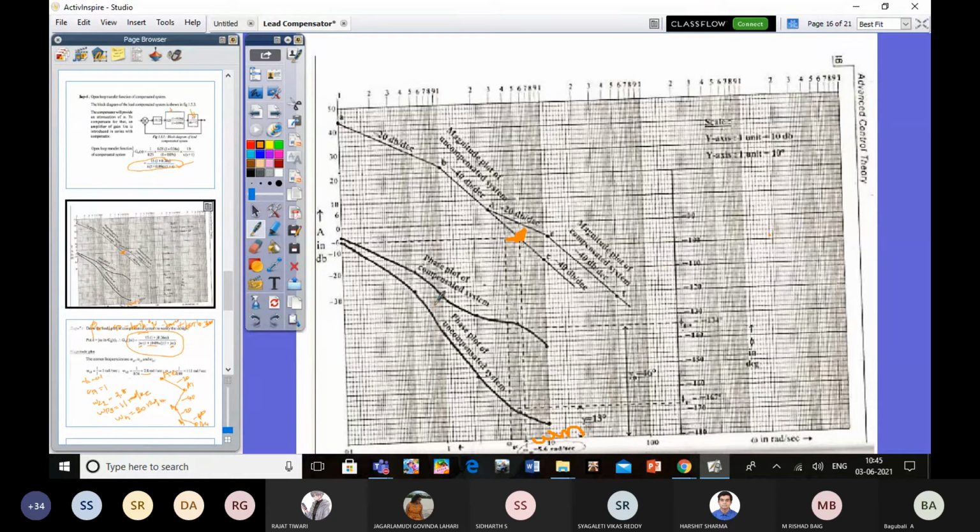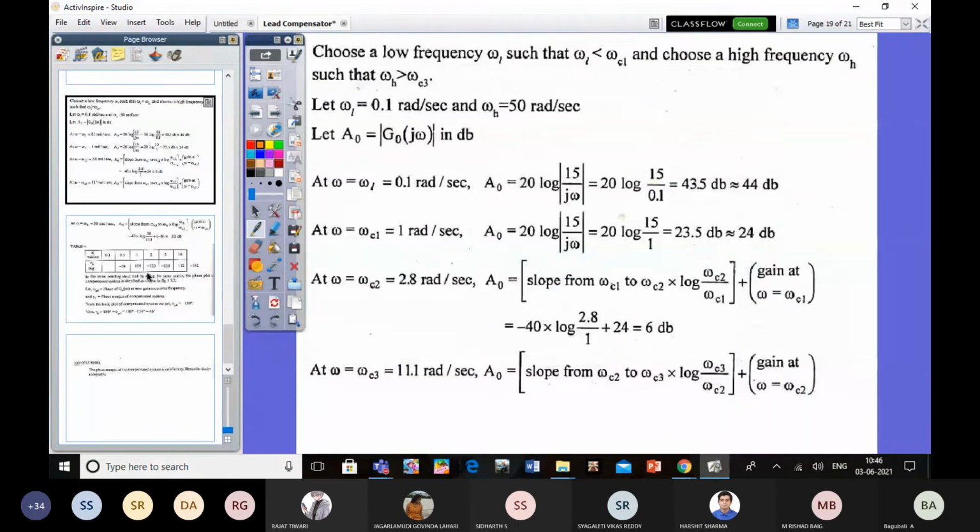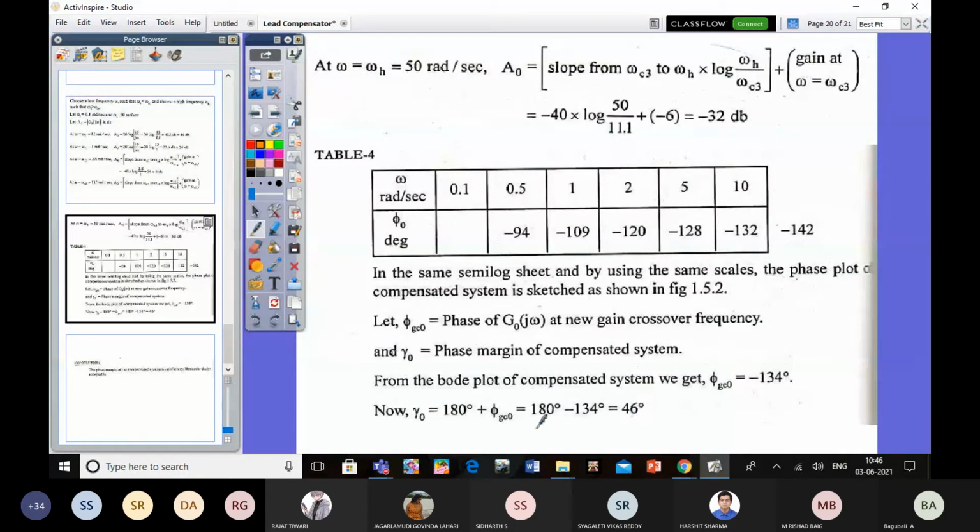So from this, how to determine the phase margin? This is the compensated system phase angle plot. Here you can see where it has 0 dB in the magnitude. You can extend this 0 dB line, and it will intersect at one point. It is approximately minus 134 degrees. 180 minus 134, how much? It should be 46 degrees. That is the phase margin of the compensated system.